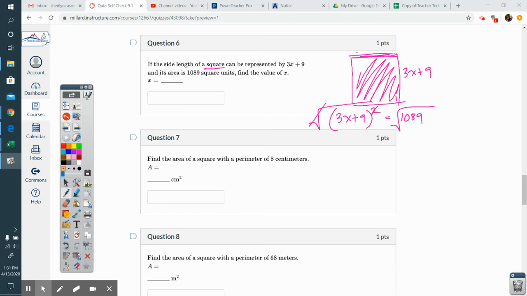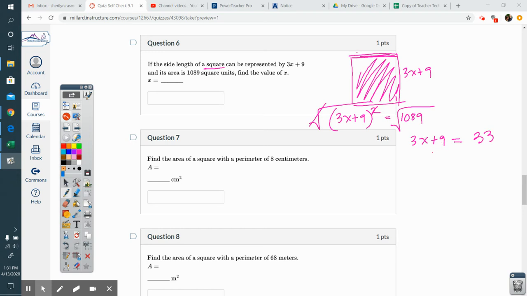So that leaves me with, on the left, 3x plus 9, and that equals the square root of 1,089, which is 33. Now, it would be plus or minus, but there's never negative distance, so you can only use the positive number. So you have 3x plus 9 equals 33.